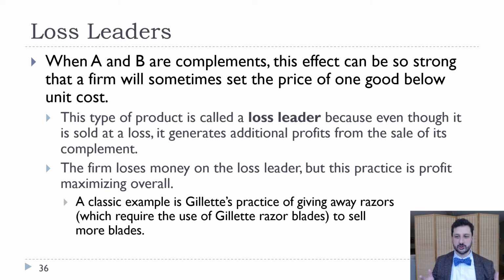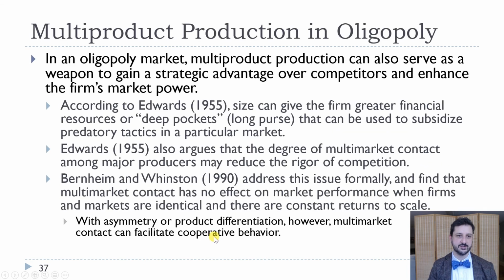And those are two obvious complements, right? And it has the added benefit of sort of locking you into the system, right? So if you buy a Gillette razor, you usually can't use other firms' razor blades on that razor. And so that's one example where firms might actually lower their price below marginal cost in order to maximize overall profits.